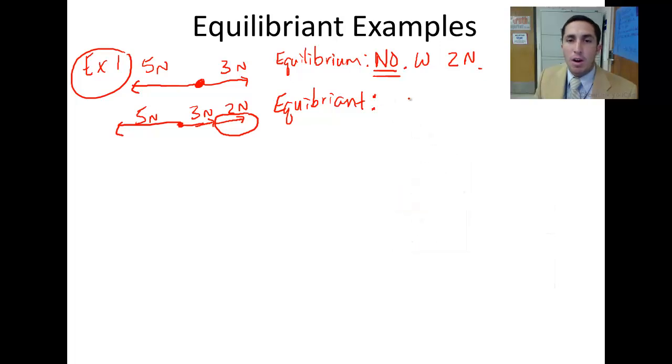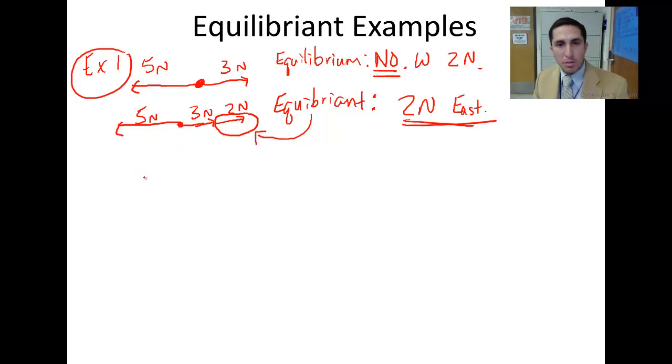Pen. Our equilibriant will be 2 newtons to the east. There you have it. Look. It's a single vector helping this bone stay balanced. So now the dog is not being pulled by you. Now you and the dog are still struggling for this bone.